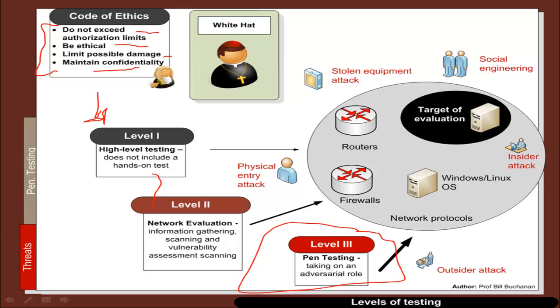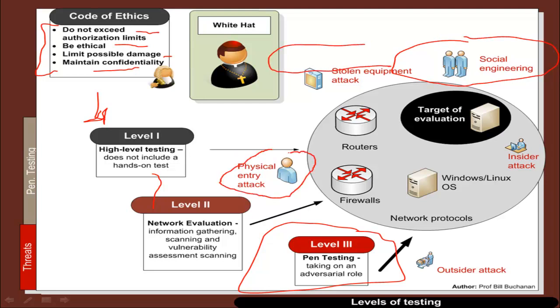Some of the things that the white hat might focus on are social engineering, stolen equipment attack, physical entry attack, an insider attack, and also outsider attacks. And some of the key skills involved include the configuration of routers, firewalls, Windows operating system, network protocols, and so on.